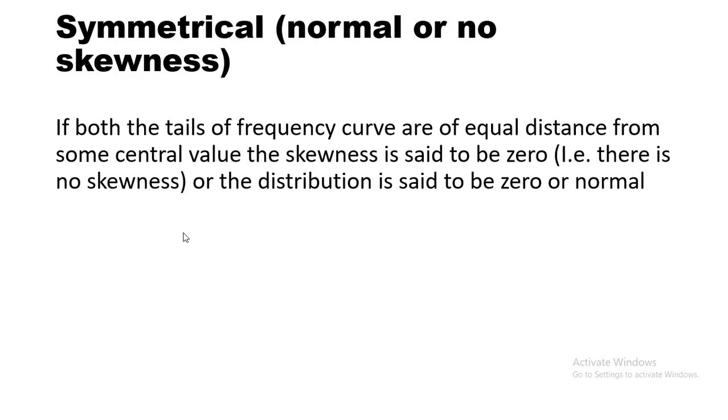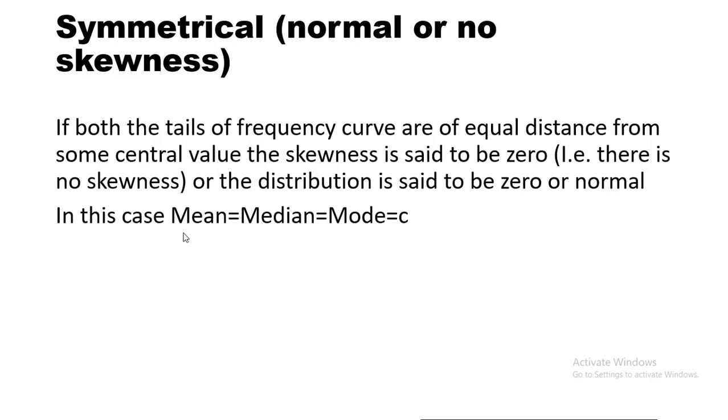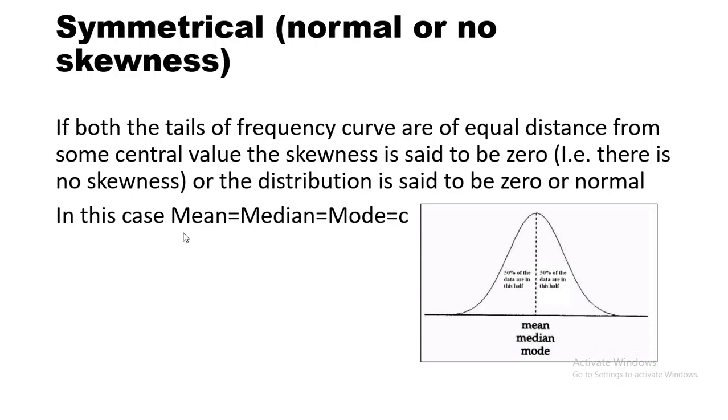Moving on towards symmetrical, normal or no skewness. If both tails of the frequency curve are of equal distance from some central value, the skewness is said to be 0. That means it does not have any skewness, or the distribution is said to be zero or normal. In this case, mean, median and mode are all equal, and they all lie at the center of the data. This is the shape of the data, in which you can see this is my central value, and both tails are of equal distance from the central value, which is mean, median and mode.